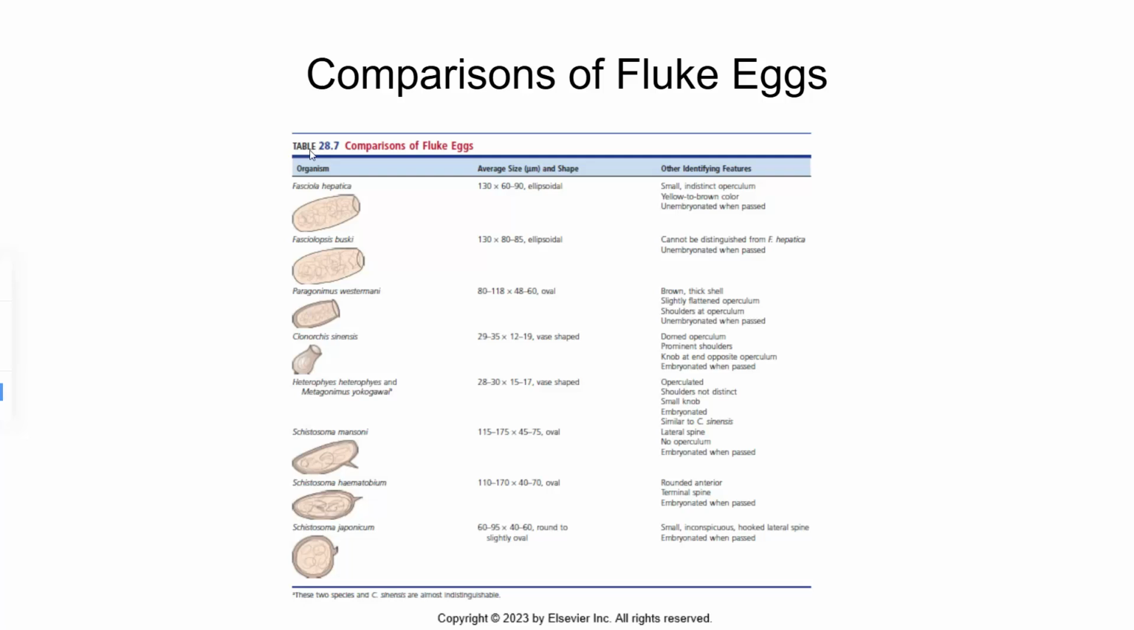So this is a picture of all the different types of eggs that we're going to talk about today. And you can see the different structures in the eggs. Now, Fasciola hepatica and Fasciolopsis buski are really difficult to distinguish.